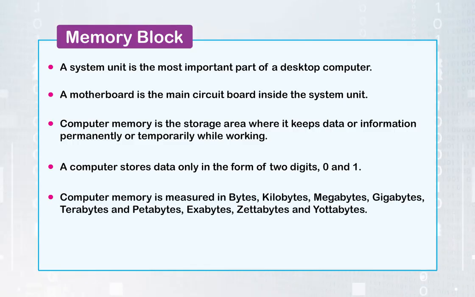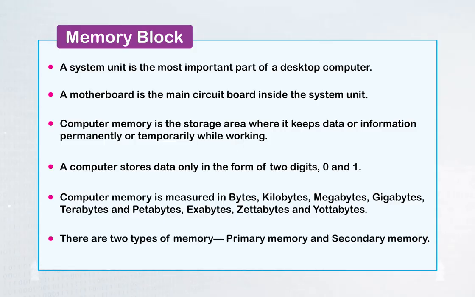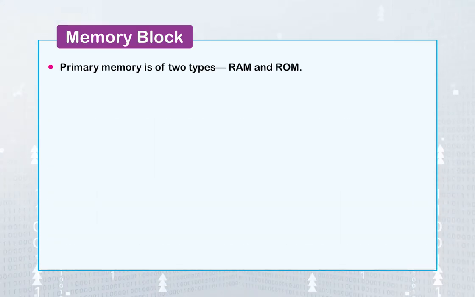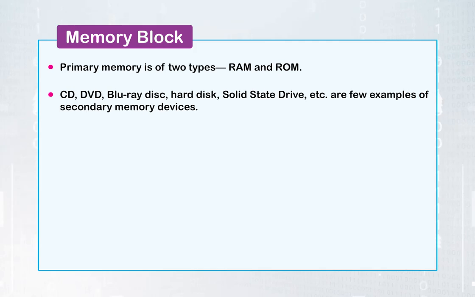Computer memory is measured in bytes, kilobytes, megabytes, gigabytes, terabytes and petabytes, exabytes, zettabytes and yottabytes. There are two types of memory, primary memory and secondary memory. Primary memory is of two types, RAM and ROM. CD, DVD, Blu-ray disc, hard disk, solid-state drive, etc. are few examples of secondary memory devices.